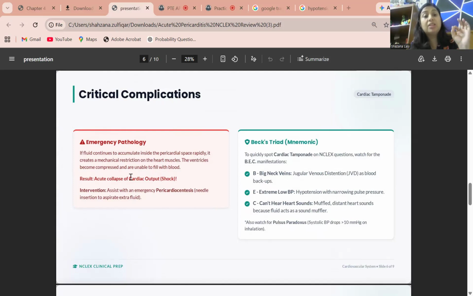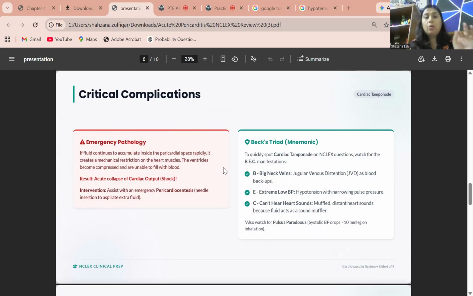So this is an emergency condition in which, if it's not dealt with on time, the patient can have an acute collapse of cardiac output and might go into shock. So here the nurse has to recognize the signs and intervene early. The intervention for cardiac tamponade is emergency pericardiocentesis, needle insertion to aspirate the extra fluid, and the healthcare professional will perform this treatment at the bedside.